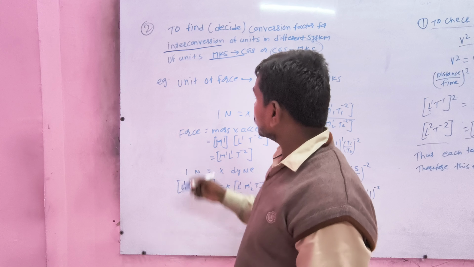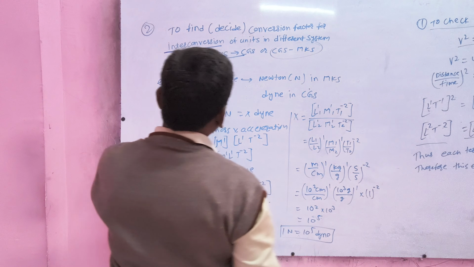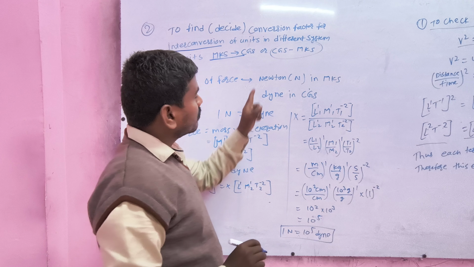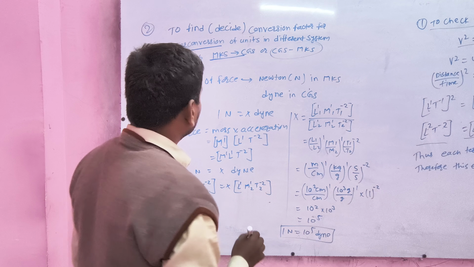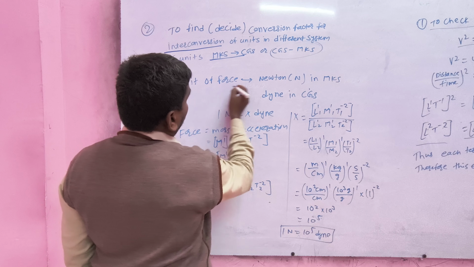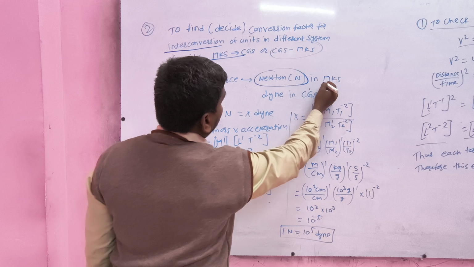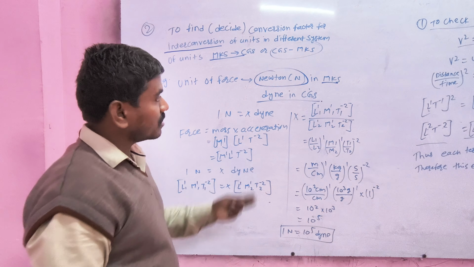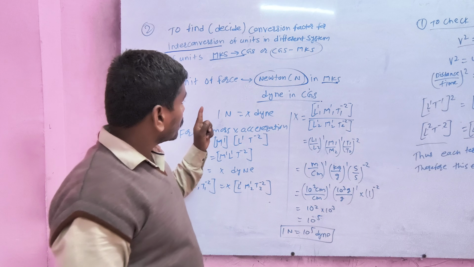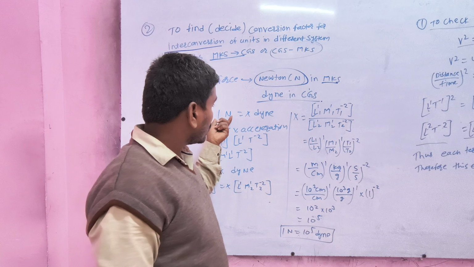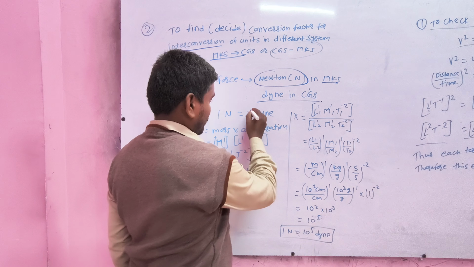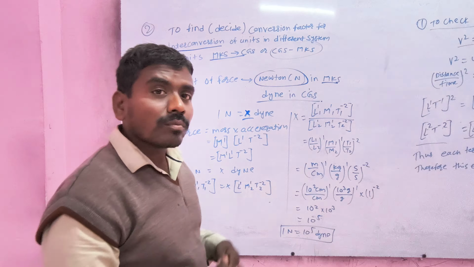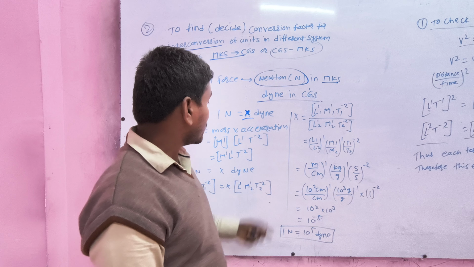Okay. So for example, we have to convert unit of force from Newton to dyne. So we know that unit of force is Newton in MKS and unit of force is dyne in CGS. Okay. So we have to convert 1 Newton is equals to x dyne. We don't know how much dyne. So we have to find out how much dyne is there.